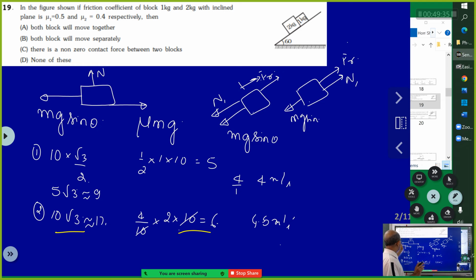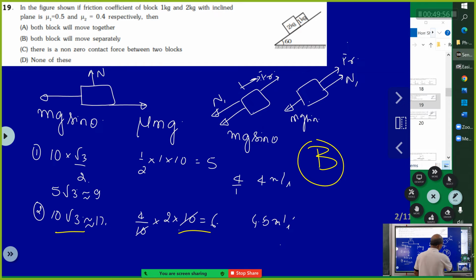Do both blocks move together? No. Do both blocks move separately? Yes. Is there a non-zero contact force between the two blocks? Initially there may be, but you should consider after some time. And none of the others hold. So therefore both the blocks will move separately. So B is the right option.